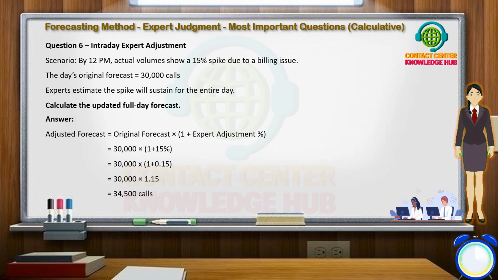Substituting the values, 30,000 multiplied by 1.15. When calculated, the updated full-day forecast equals 34,500 calls. This revised forecast allows operations teams to quickly realign staffing and response to real-time demand changes.